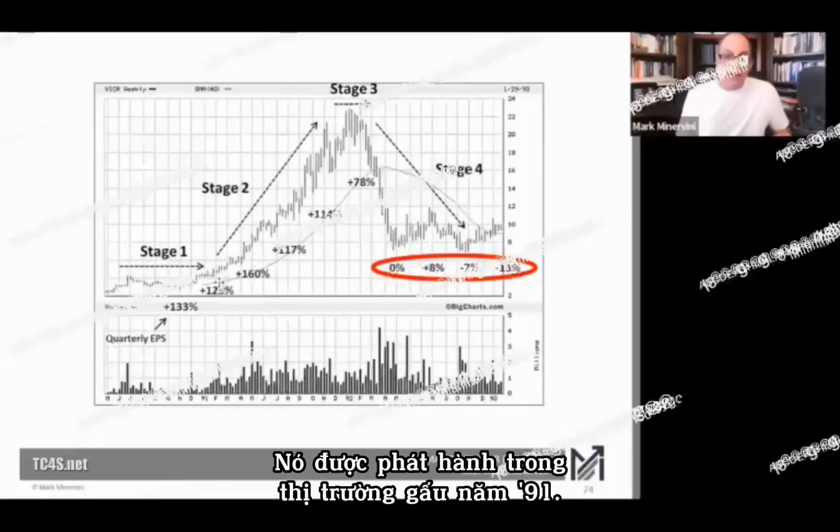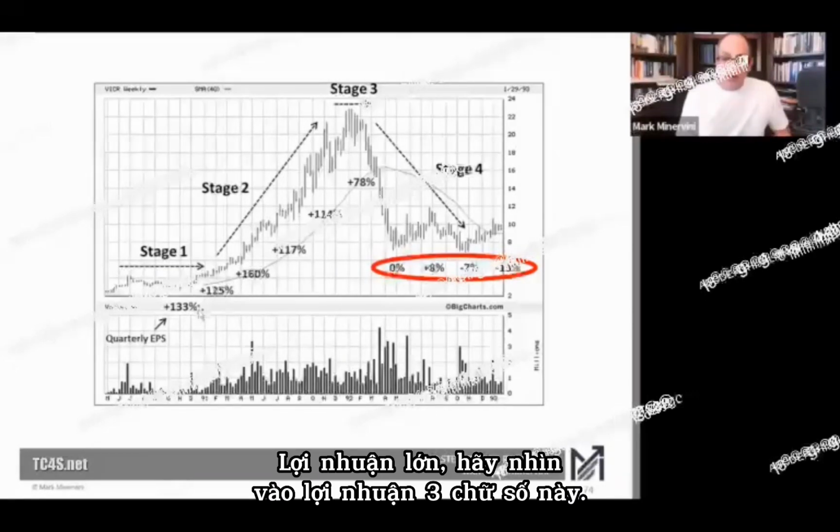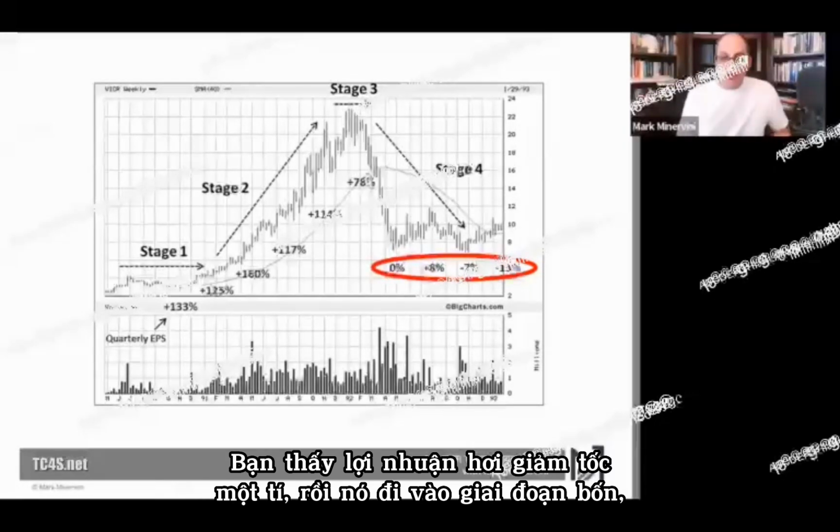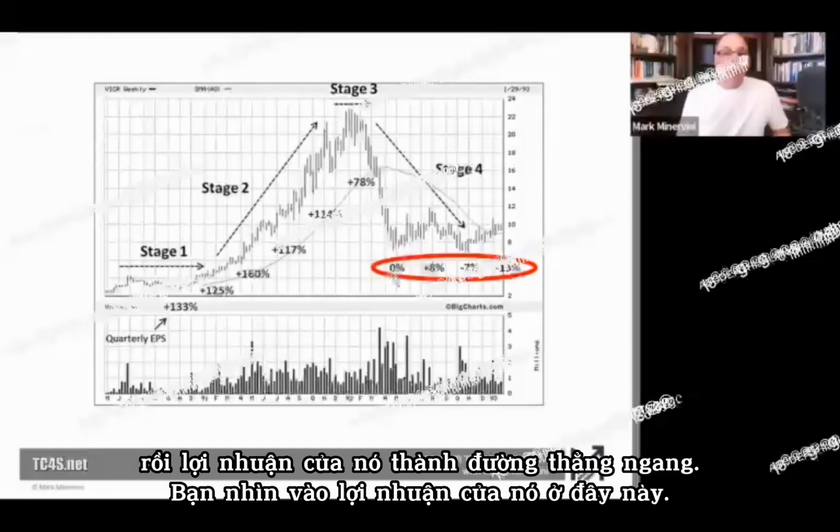It was coming out of the 1990 bear market in 91. Huge earnings. Look at these triple digit earnings. This is what fueled this big move. Now you see it goes into stage 3. You got a little bit of deceleration here on the earnings, goes into stage 4. Then you got flat earnings. Then look at the earnings here.